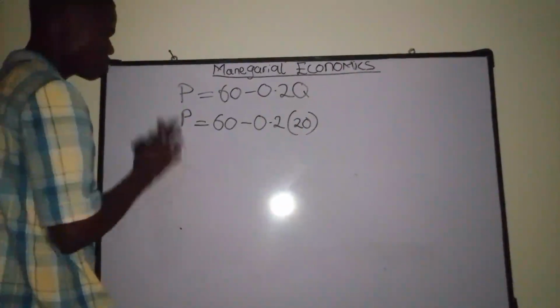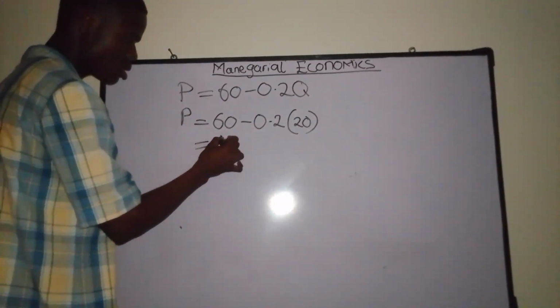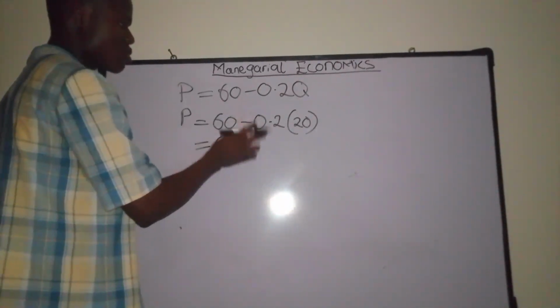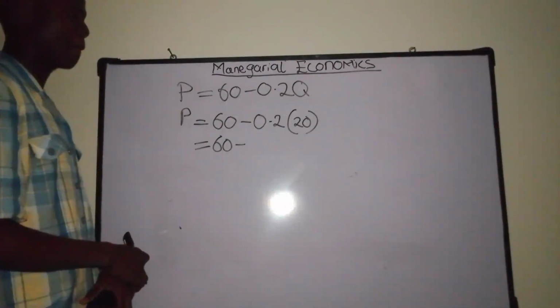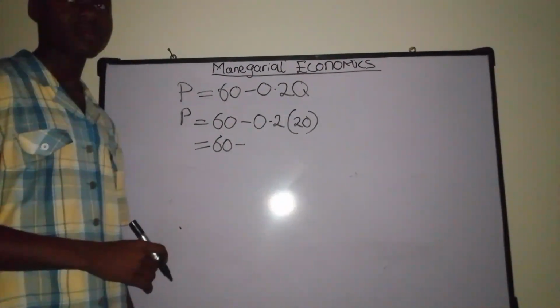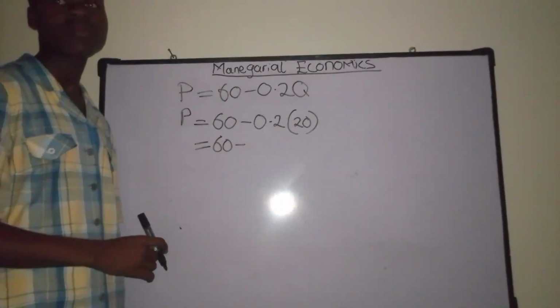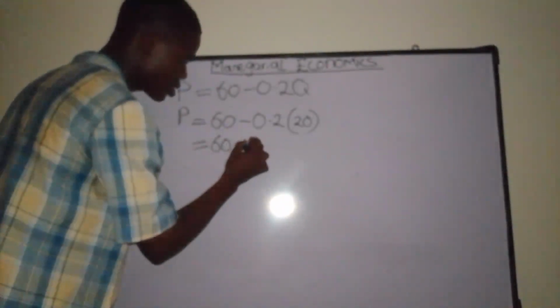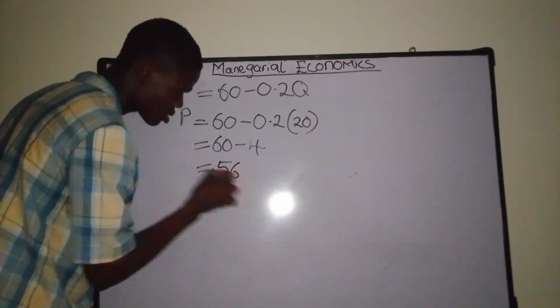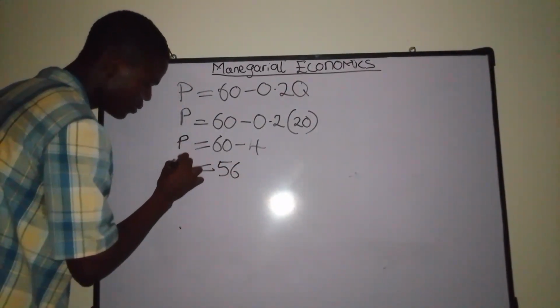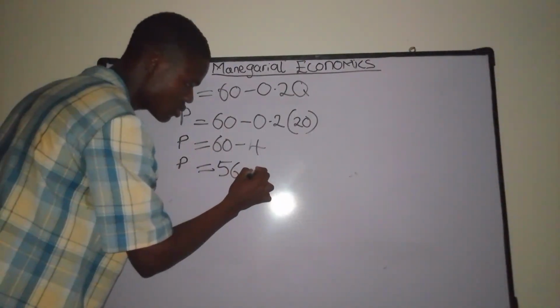P becomes 60 minus 0.2 open bracket 20. The Q has turned to 20. Now we solve 60 minus 0.2 multiplied by 20, which will give us 4. Now, 60 minus 4, which is 56. So, therefore, our price in this question is 56 naira.